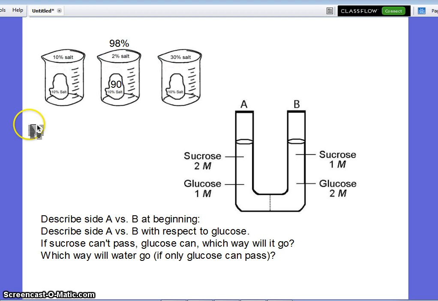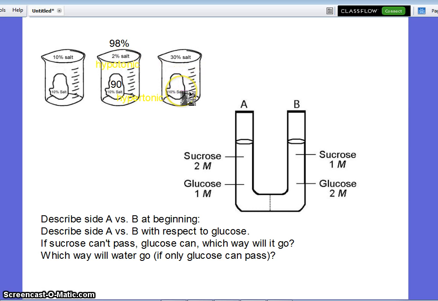However, as I mentioned to you before, if you just look at the solutes, determine which side's hypertonic. In this case, inside has more solute, so the inside is the hypertonic side, and the outside is the hypotonic side. Water's always going to go towards the hypertonic side, because by definition that means it has more solute and therefore has less water. If you look at our third problem, we have the opposite situation.